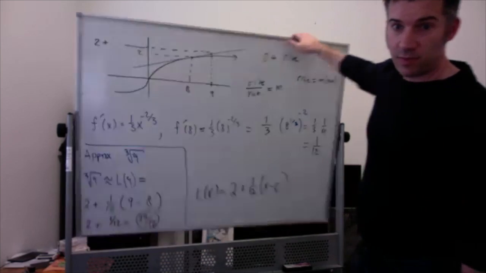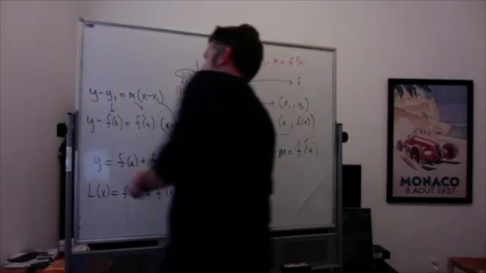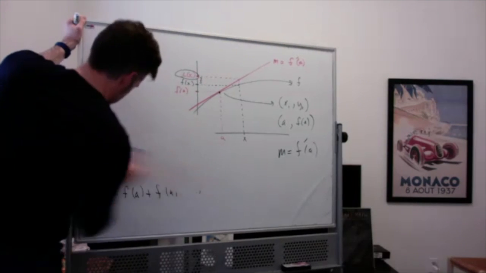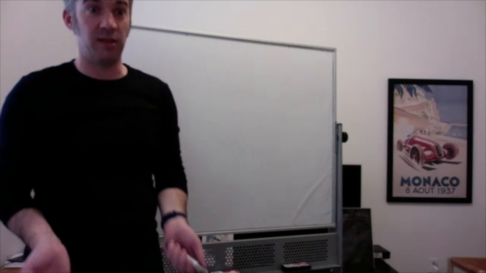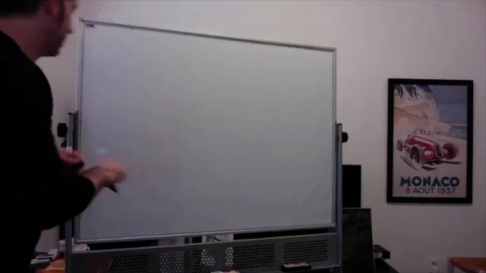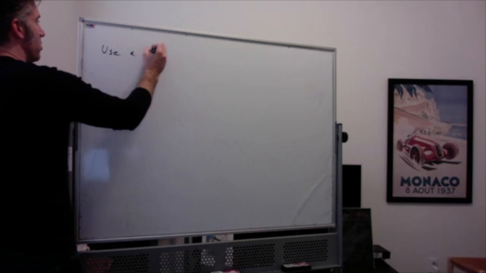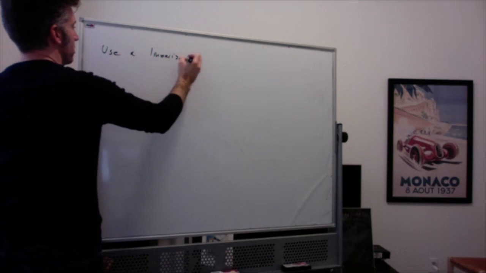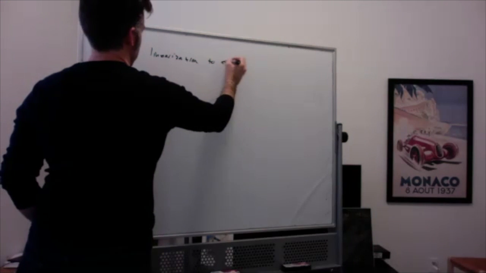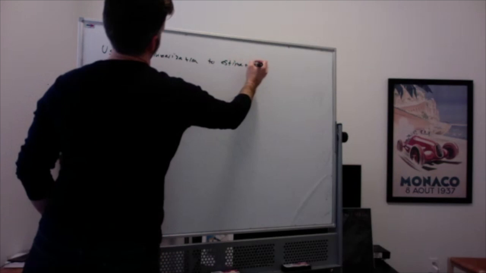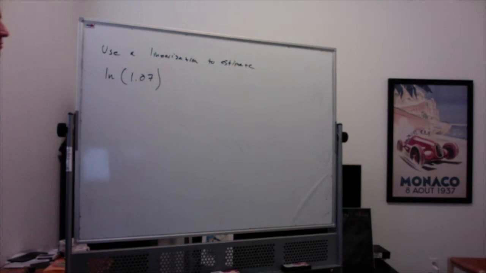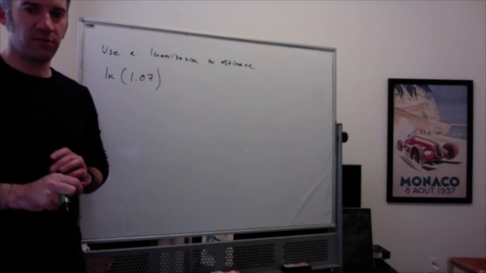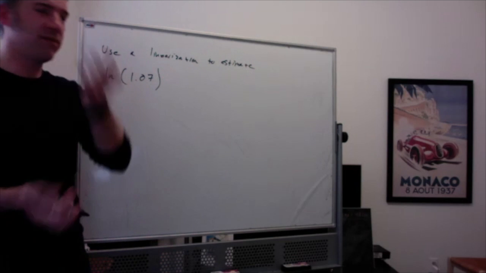All right. So let's look at some more questions. I personally am a fan of the question of the style, use a linearization to estimate this thing. For example, I could say, use a linearization to estimate the natural log of 1.07, which does not feel very straightforward because you're not really given any of the things.